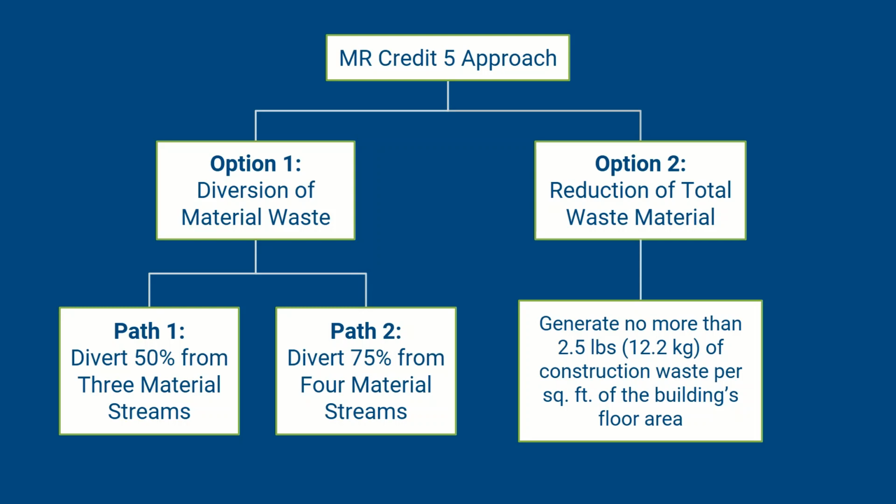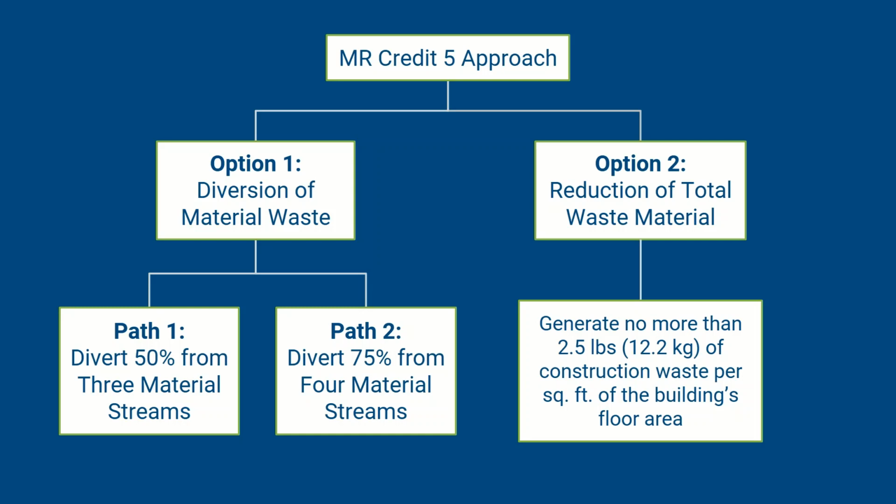There are multiple ways in which a project team can opt to earn credits from Materials and Resources Credit 5. The first approach to earning this credit is through diversion of material waste created on the construction site. By diverting 50% of all material waste created on a job site from 3 different material waste streams, a project can earn 1 credit. Additionally, a team can earn 2 credits in this category by diverting 75% of waste created from 4 different material waste streams.